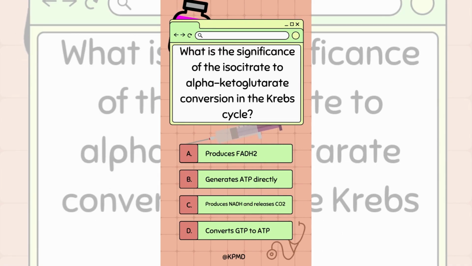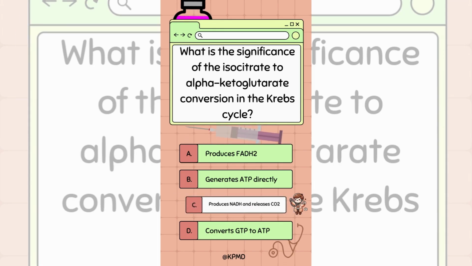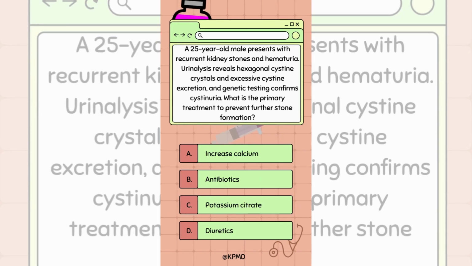What is the significance of the isocitrate to alpha-ketoglutarate conversion in the Krebs cycle? It's C. Produces NADH and releases CO2. A 25-year-old male presents with recurrent kidney stones and hematuria. Urinalysis reveals hexagonal cysteine crystals and excessive cysteine excretion, and genetic testing confirms cystinuria. What is the primary treatment to prevent further stone formation? It's C. Potassium citrate.